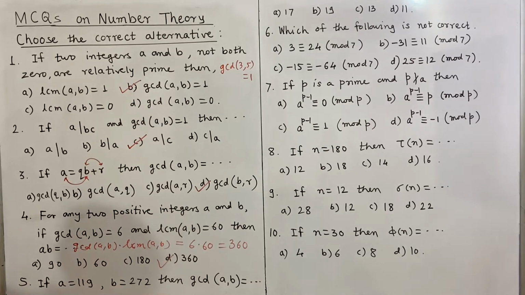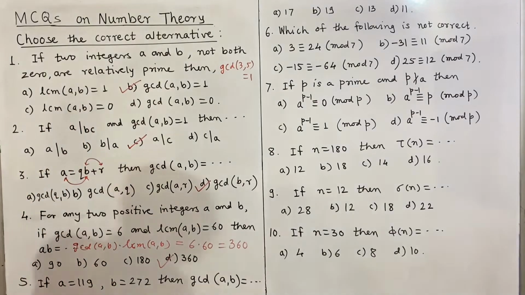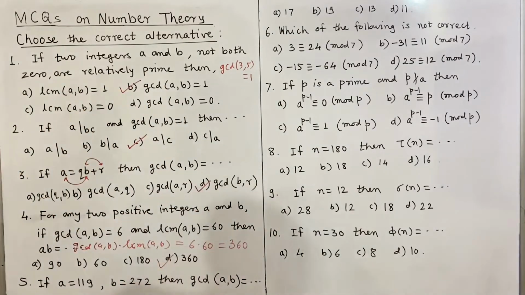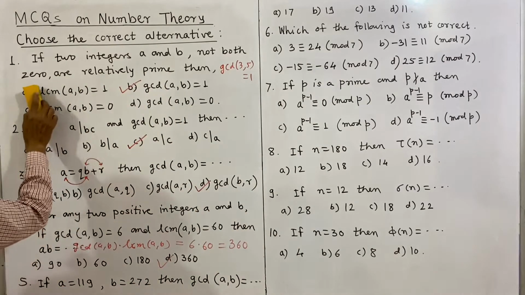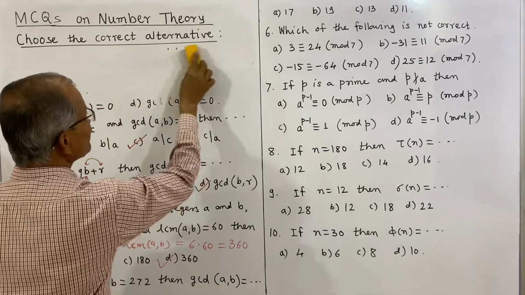Next is, if a is given as 119 and b is 272, then the greatest common divisor of a and b is one of these, 17, etc. Here we have to use the Euclidean algorithm, and for that purpose we will do the work here.